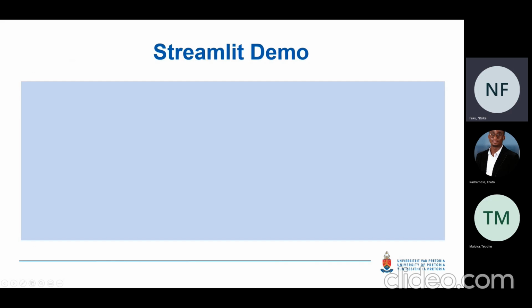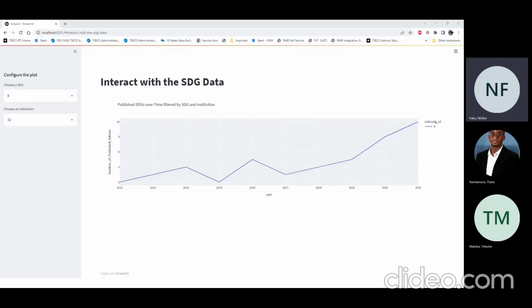One of the requirements from the partner was to be able to view SDG article publications over time, which I will present over a Streamlit demo. We have created a view that allows the users to view publications by SDG and institution over time. We had to limit the view using two filters because it was difficult to read the plot of all publishers and all universities because of the amount of data. Teboho will take us through the rest of the presentation.